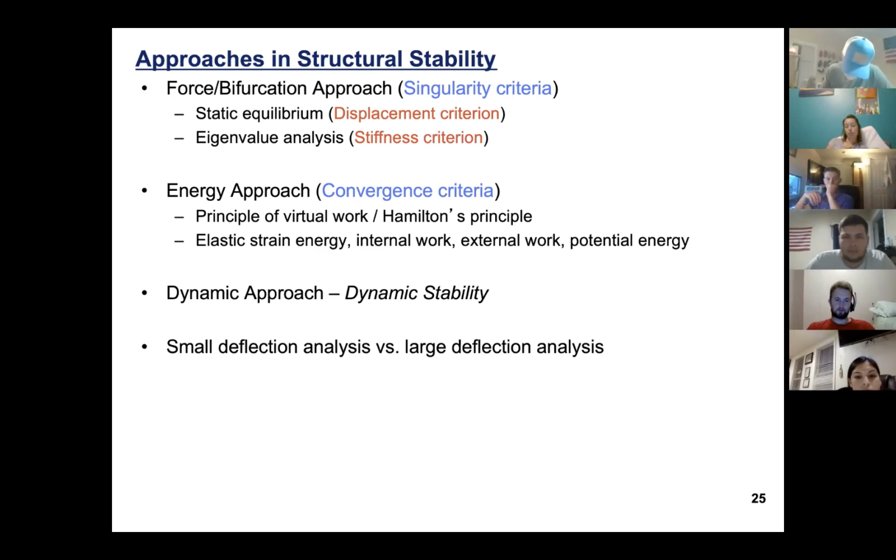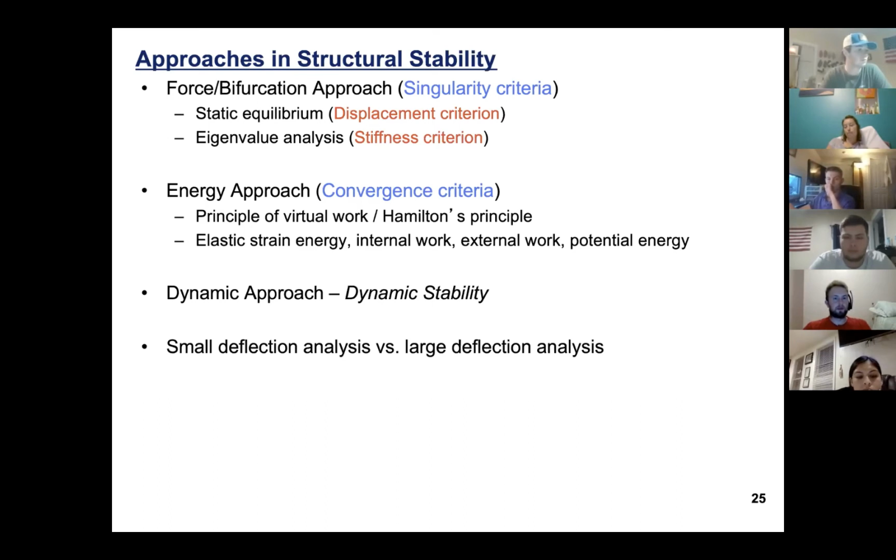Force approach is basically taking force equilibrium, which is perhaps the most popular approach among students because that's what you have learned so far. You have learned how to take force equilibrium from statics, from dynamics, from strength of materials, from structural analysis, right? That's what you have been doing. And for the force approach, another method is what we call eigenvalue analysis. I will also talk about it in this structural stability course, and that's also one way we can determine the stability of a structure.